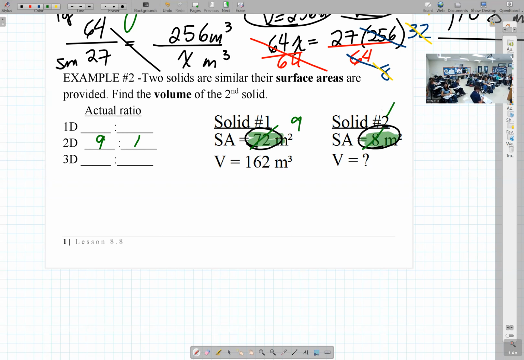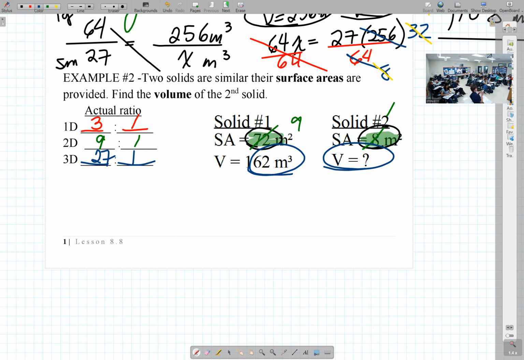Now, backtrack. Backtrack to the first dimension and then go forward to the 3 dimension. Do this now. Okay, Mason, what is our first dimension? 3, 2, 1. Great. Anvi, go to the third dimension. 27 to 1.